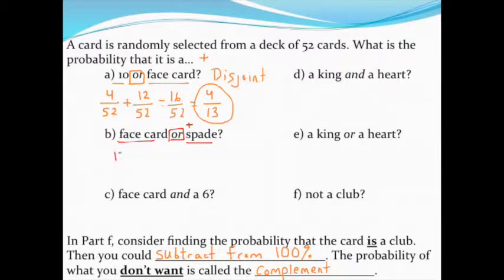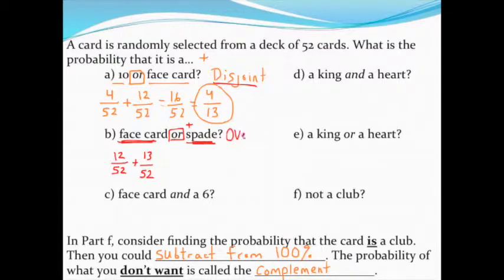There's 12 face cards in a deck out of 52. In addition to that, spades, there's 13 of those out of 52. However, if we think about it, this is not the same situation. This situation is no longer disjoint because there are some face cards that can also be spades. For example, the king of spades and the queen of spades. So I have some overlap with this one.